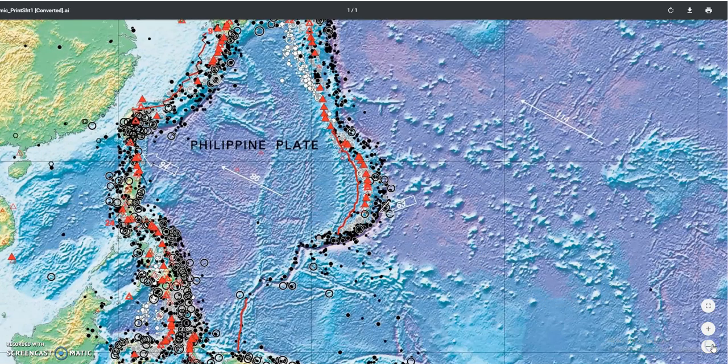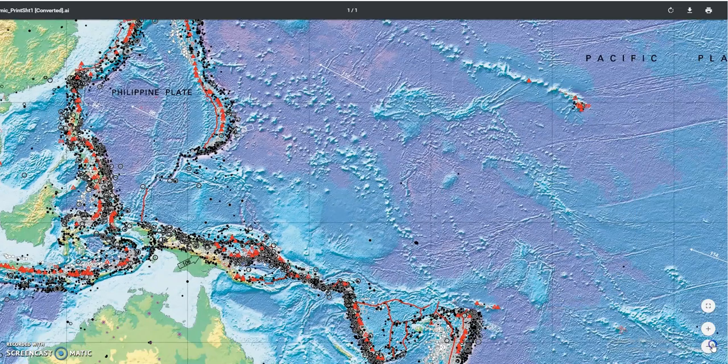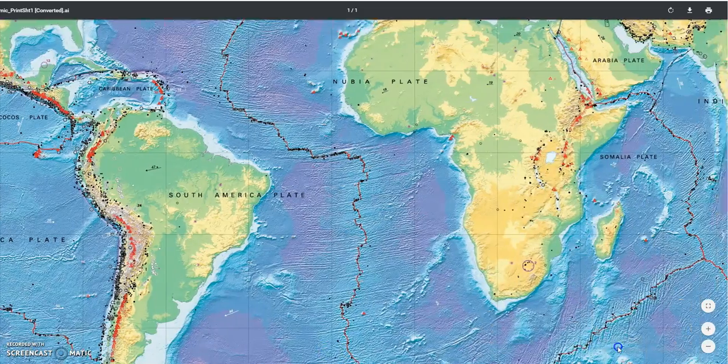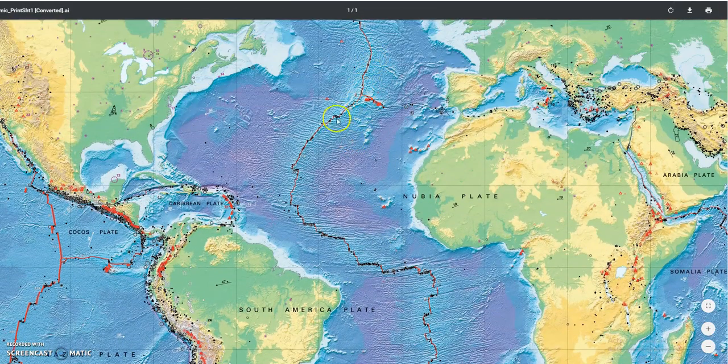And the last one is a continental rift. And these are zones where the lithosphere is being pulled apart and creating new land, which an example of that would also be the Mid-Atlantic Ridge right here.